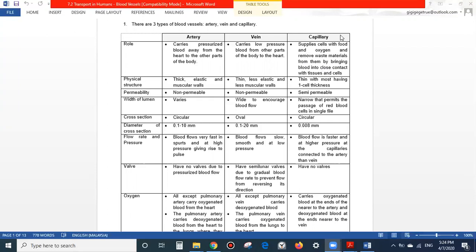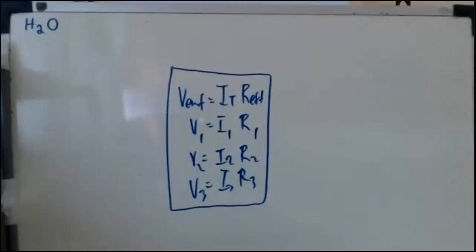Do you want to write it down or not? Write down this one, simpler, I think. A capillary is defined as a blood vessel that allows gaseous exchange, nutrient and waste exchange between the blood vessels and body tissue. Oh, can you repeat that again? I repeat again. How about I write it on the board? Okay.